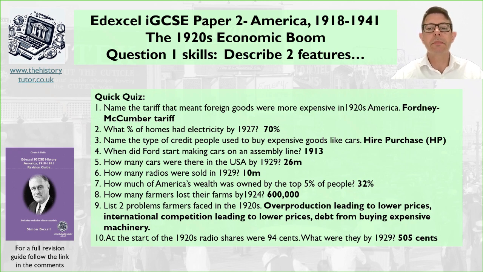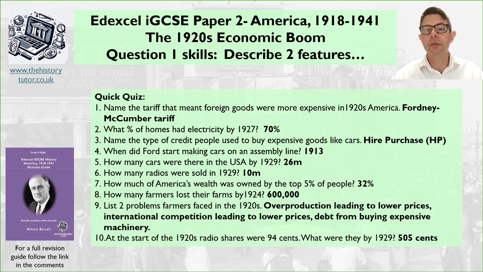Name the type of credit people used to buy expensive goods like cars. You've got HP, or hire purchase. This is a loan essentially that you pay back every month. Now, you could argue, of course, as we'll come back to, that people ran out of money by the end of the 1920s and maxed out their credit, and that could be a cause of the Great Depression.